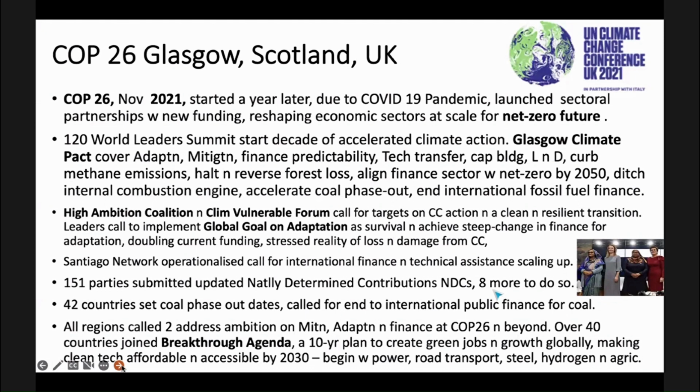All regions adopted the so-called breakthrough agenda, which was a 10-year plan to create green jobs and growth and make clean tech affordable and accessible by 2030, and identified certain sectors to be targeted: power, road transport, steel, hydrogen, and agriculture. Next slide.